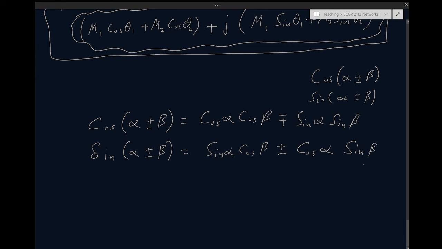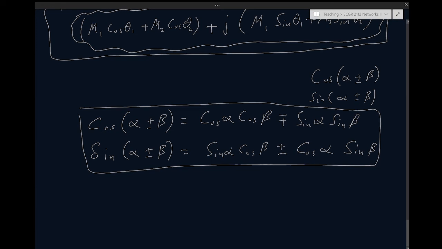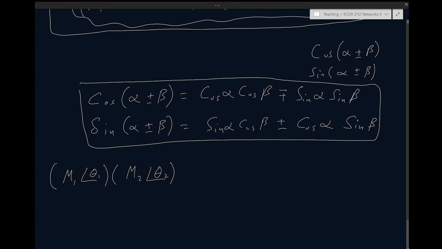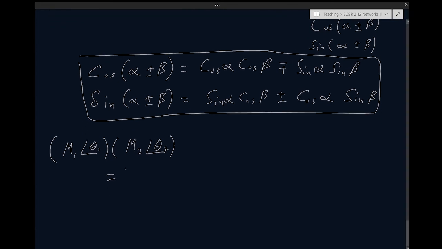So we should be aware of those identities, and now, being aware of them, let's do the multiplication. Let's do m1 theta 1 times m2 theta 2. Again, because we don't know how to do this multiplication yet, but we know how to do it in rectangular representation, let's switch to the rectangular representation just to derive the formula. So this is going to be m1 cosine theta 1 plus j m1 sine theta 1.